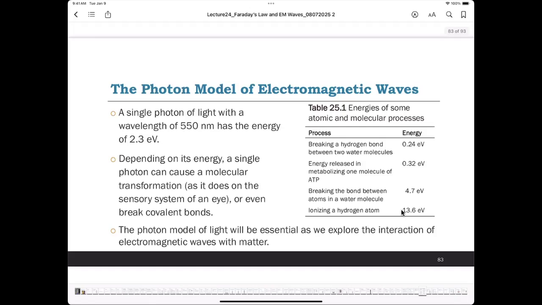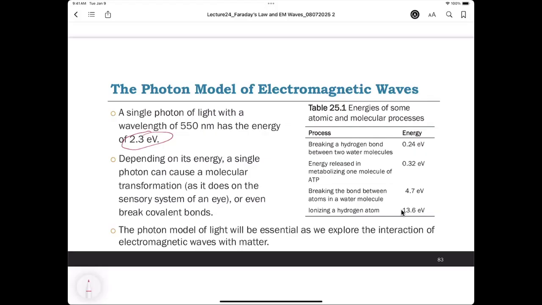Let's continue to talk about the photon model of electromagnetic waves. You can see a single photon of light with a wavelength of 550 nanometers has this energy. We just calculated it. Depending on its energy, a single photon can cause a molecular transition, as it does in the sensory system of an eye, or even break covalent bonds. The photon model of light will be essential as we explore the interaction of electromagnetic waves with matter.